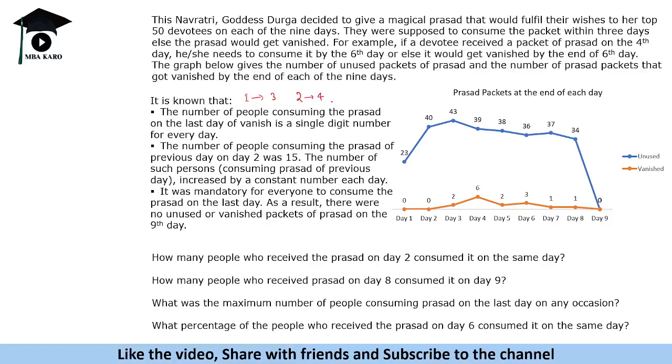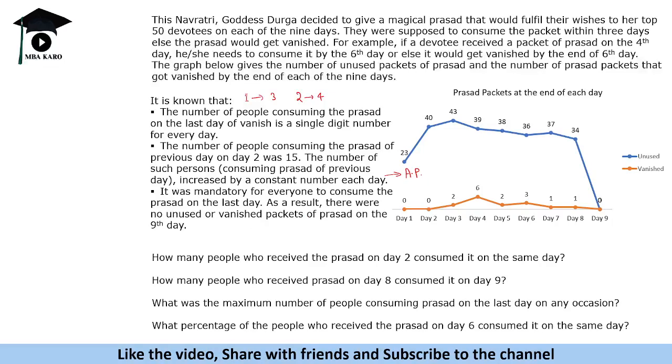Okay, the number of people consuming the prasad of previous day on day 2 was 15. The number of such persons, that is the people who consume prasad of previous day, increased by a constant number each day. That means that forms an arithmetic progression. It was mandatory for everyone to consume the prasad on the last day. As a result, there were no unused or vanished packets of prasad on the ninth day. So we can say that this number becomes 0.